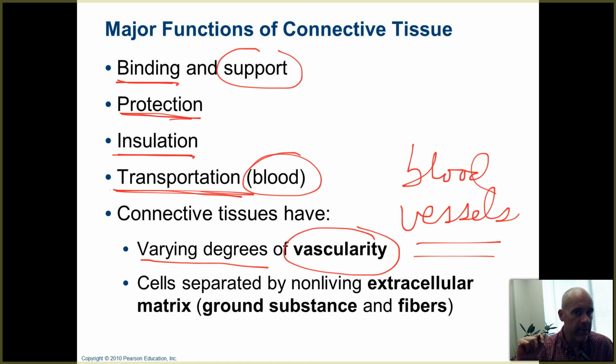Tissues that have a poor blood supply are going to be slower at doing things like healing and making repairs and growing. So vascularity, that's one of those things you need to plant in your mind early. Blood supply equals activity and growth and metabolism and repair. Associate those types of things with good blood supply.